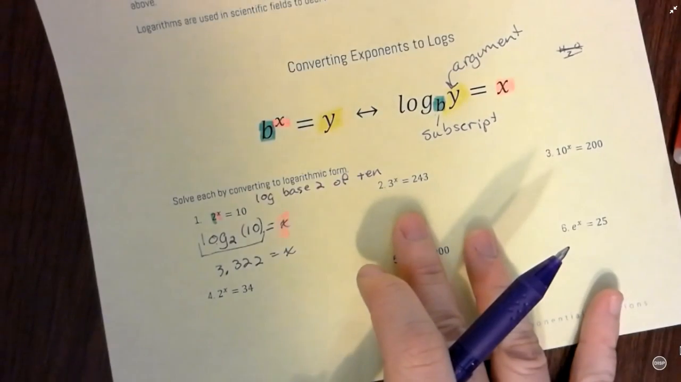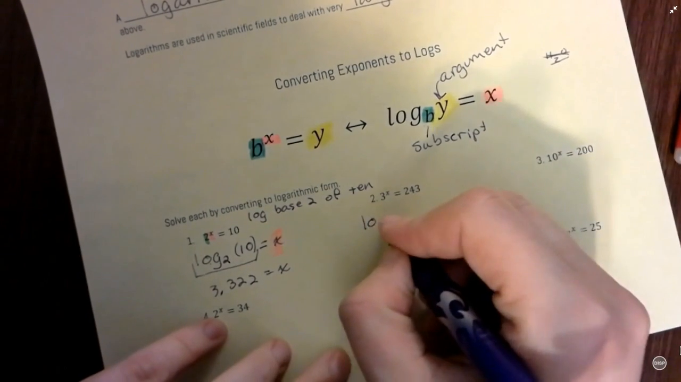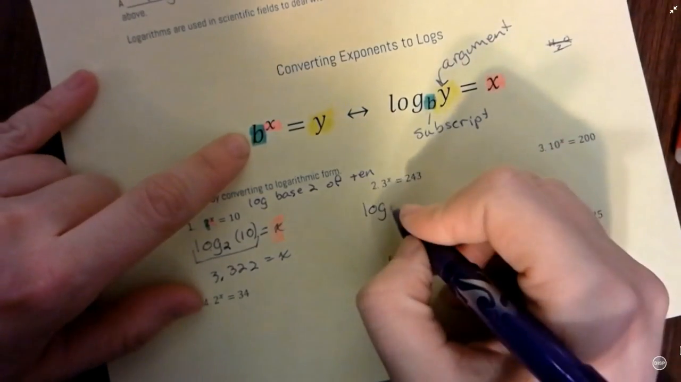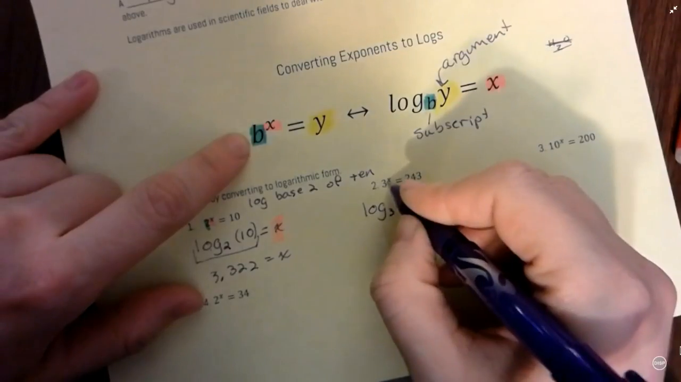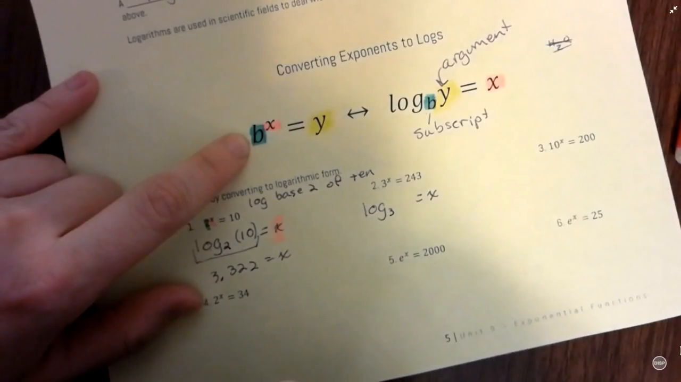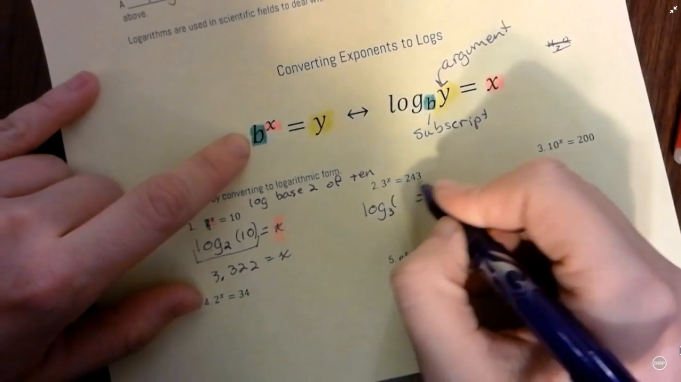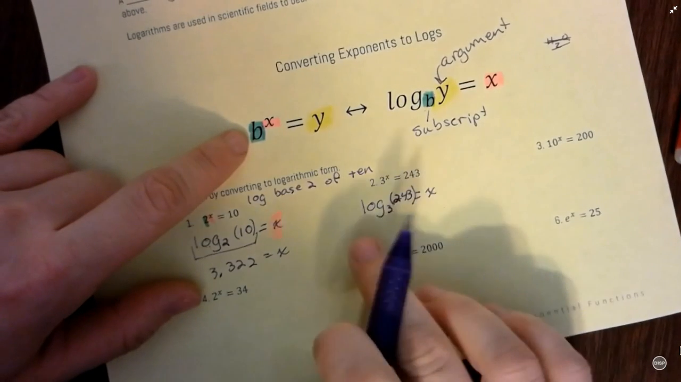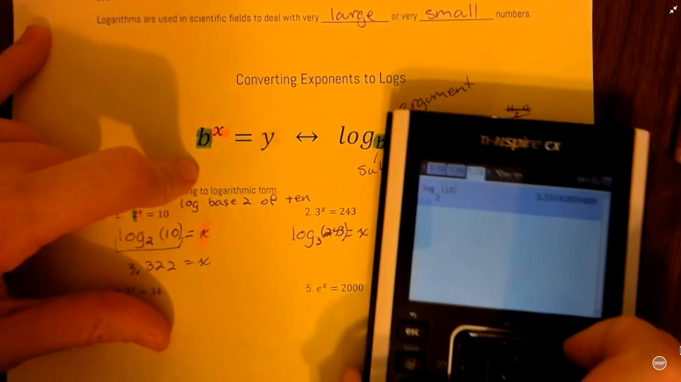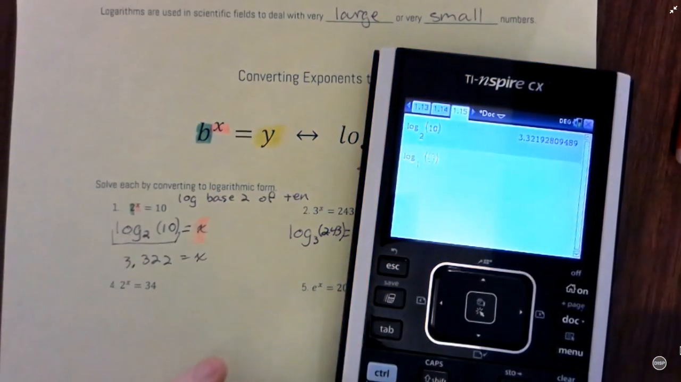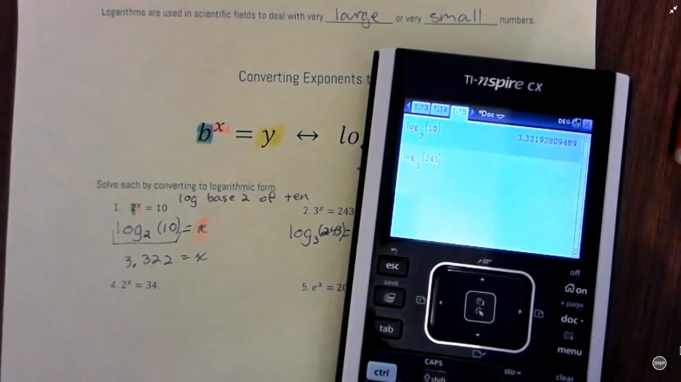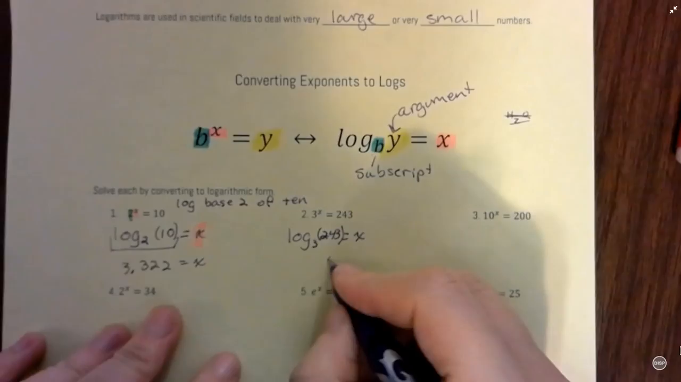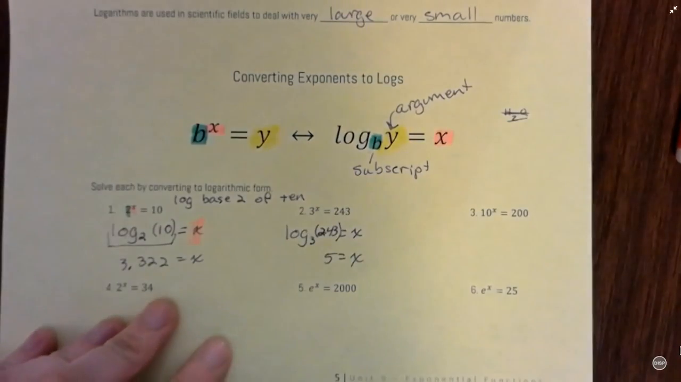Okay, let's try the next one. So again, start with the word log. And then that 3 is your base, so it's going to become a subscript. And then the x is going to end up all the way over here. And then finally your argument right here. And then I can go ahead and simplify that. So I'm going to do log base 3 of 243, which is 5. Just like that.